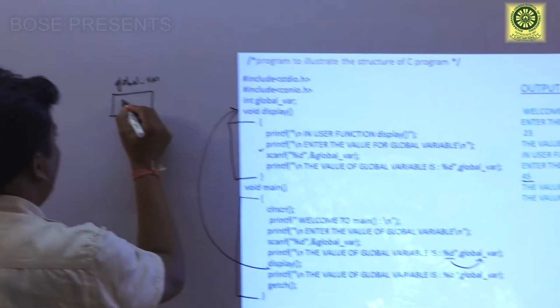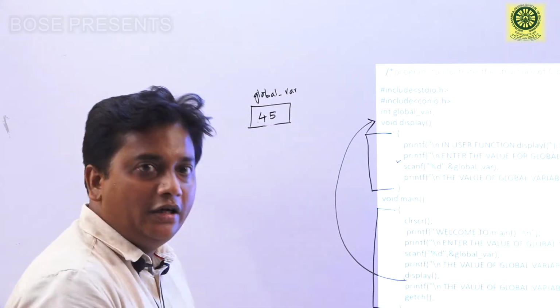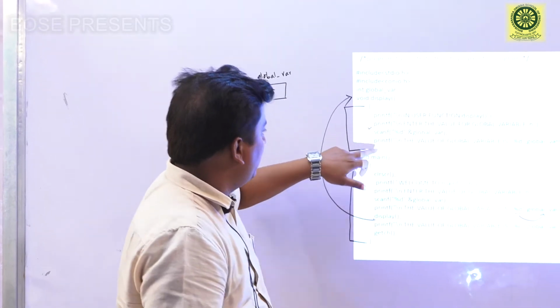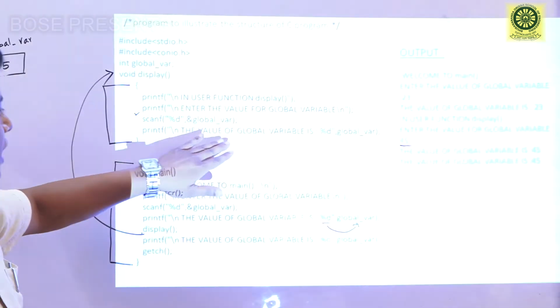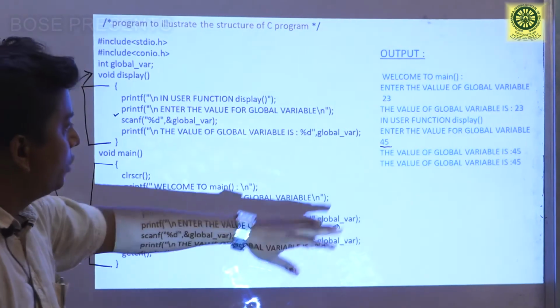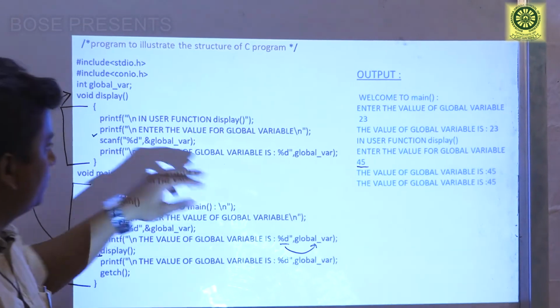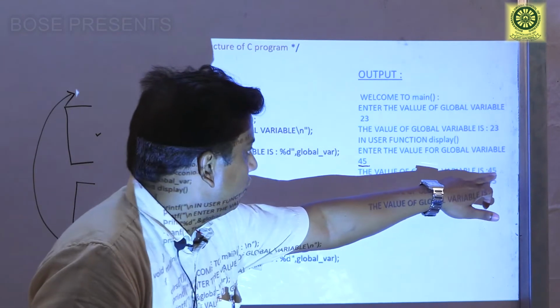That means the value 45 will be overwritten on 23. And then I wrote the printf statement where the value of global variable is %d, global_var. So in my output, the value of global variable is 45.